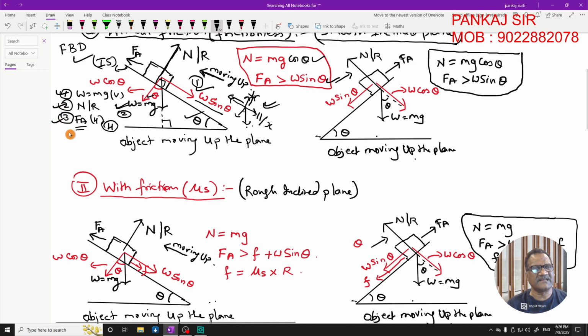In the friction case, there will be one more force added, and that fourth force will be the friction force, small f. This friction force is always given by a formula: mu s, the coefficient of static friction, multiplied by the reaction force or the normal force. So the friction is always a product of the coefficient of friction and the normal force. Remember, this is the fourth force which will come into the picture.